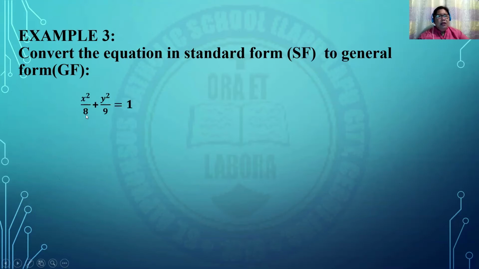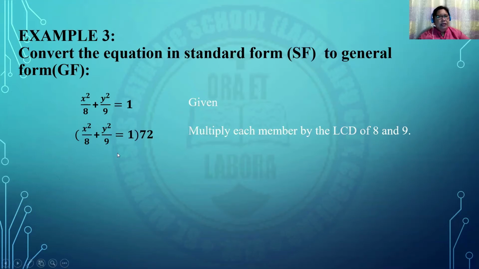Next example. Convert the equation in standard form to general form. This is the given: x squared over 8 plus y squared over 9 equals 1. You have to multiply each member by the LCD of 8 and 9. And that is 72. So simplify, this is 72 times x squared over 8 plus 72 times y squared over 9 is equal to 1 times 72.